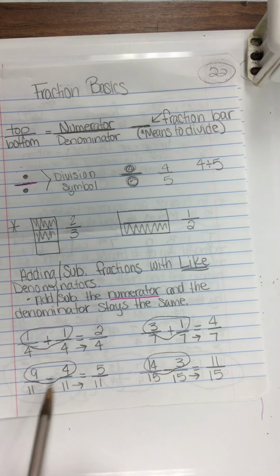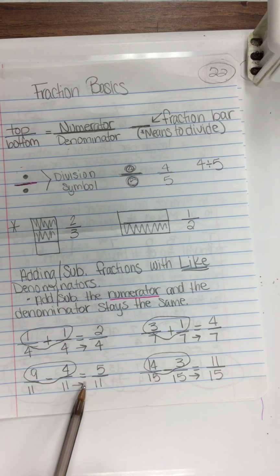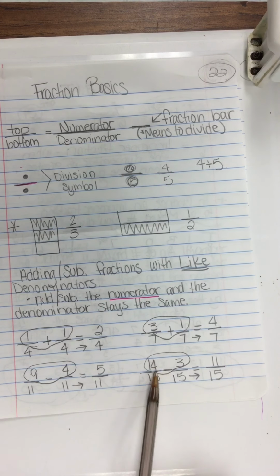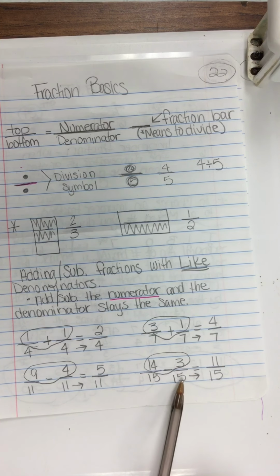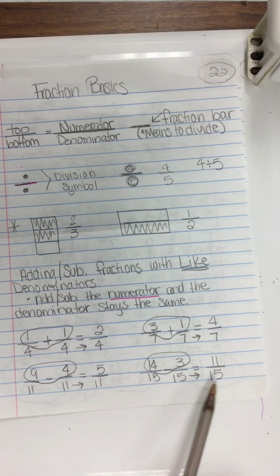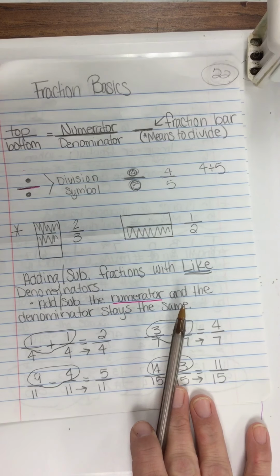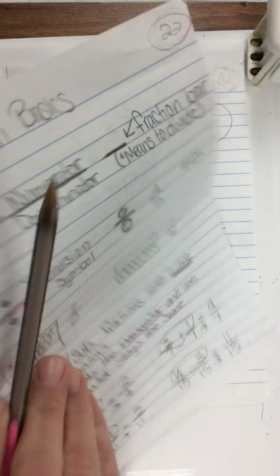9/11 minus 4/11. 9 minus 4 is 5, and the denominator 11 just stays the same. It does not change. 14/15 minus 3/15. We took 14 minus 3 and we get 11, but the denominator 15 stays the same all the way across. We don't change the denominator.